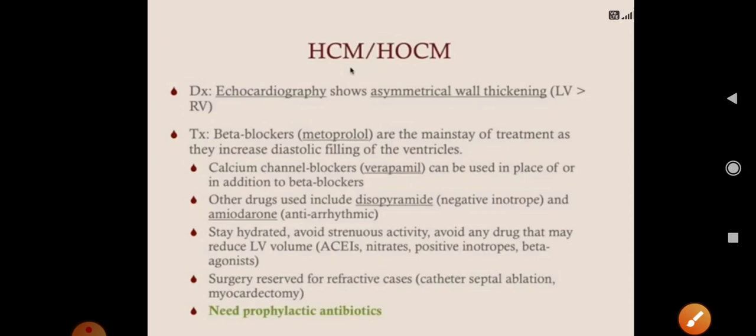So guys, I have finished hypertrophic cardiomyopathy and hypertrophic obstructive cardiomyopathy. I also discussed this in my live classes, which you can watch on YouTube, and I will provide you the written notes.